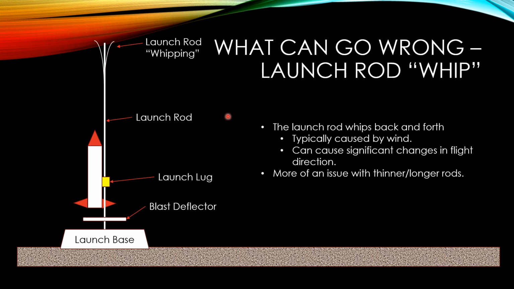Now, this is going to occur a little bit more often when we're using a thin and a longer rod. The typical launch rod for the small lower power rockets is the Estes launch rod, which I believe is 30 inches. So it's fairly short. However, it works quite well for the smaller rockets. So the rockets are fairly small, the launch rod is small, it's reasonably stiff, and there's really no problem.